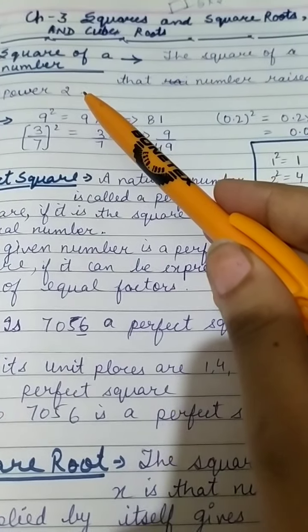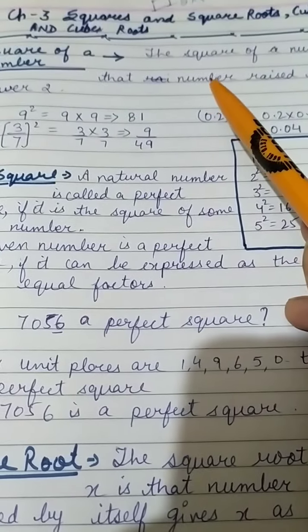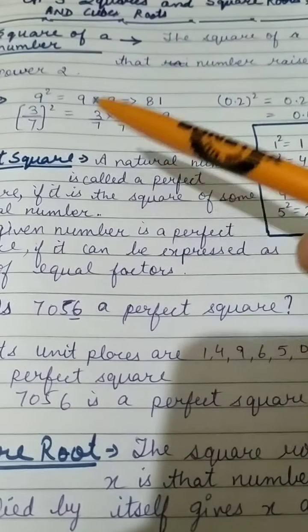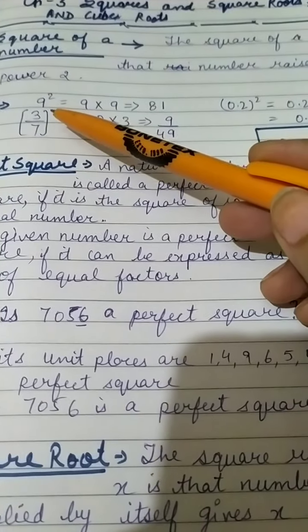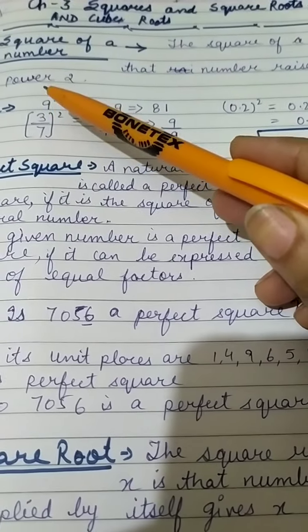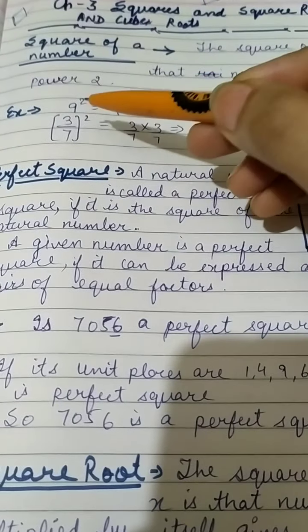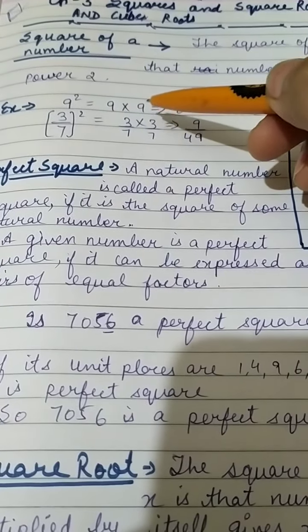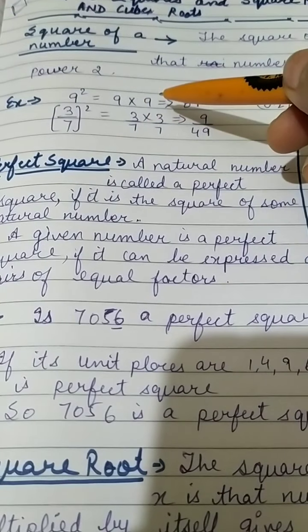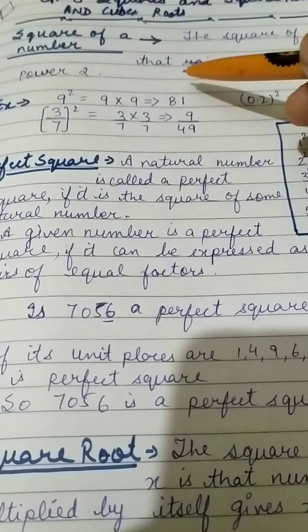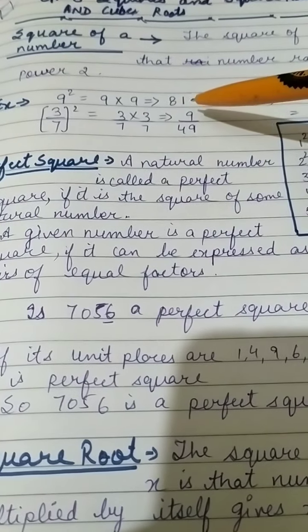But in algebra, if we have to find out the square of a number, it should be raised to the power 2. Suppose you have to find out the square of 9, so it should be raised to the power 2, means 9 square is 9 into 9. 9 will be multiplied 2 times and that is 81. So the square of 9 is 81.